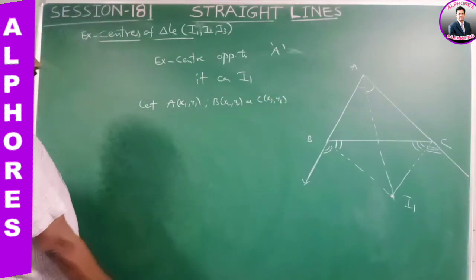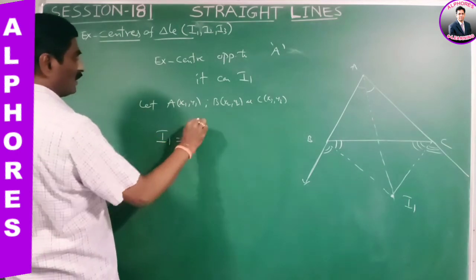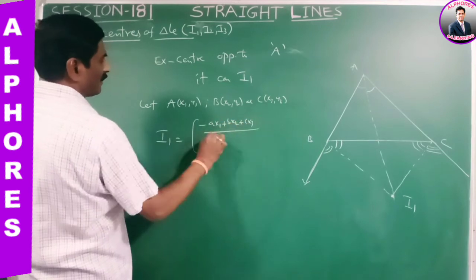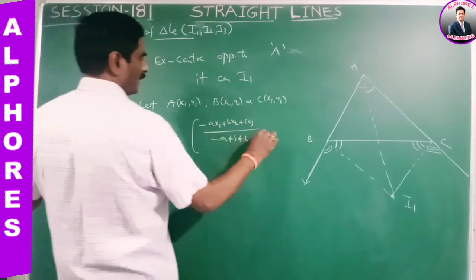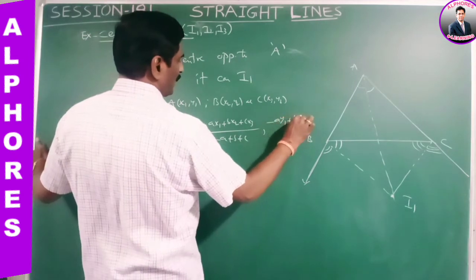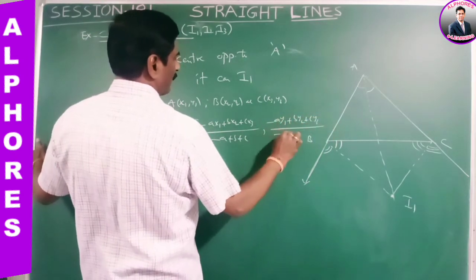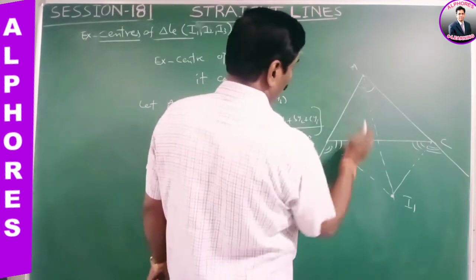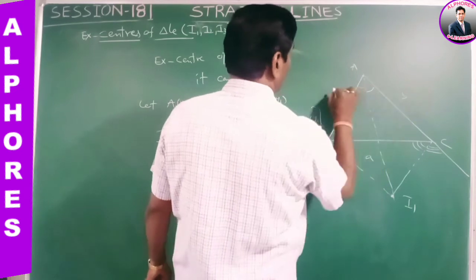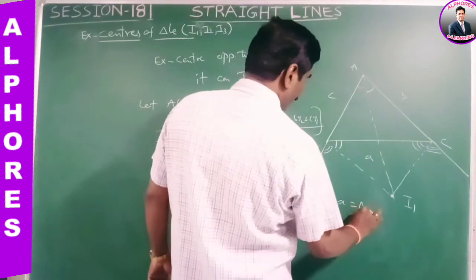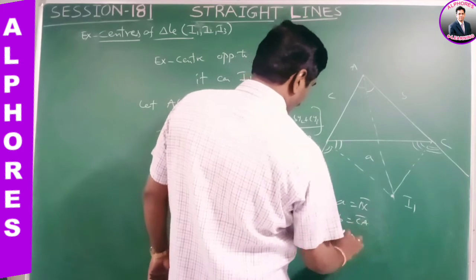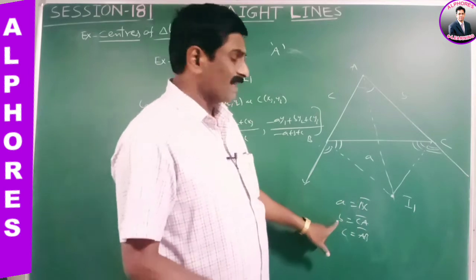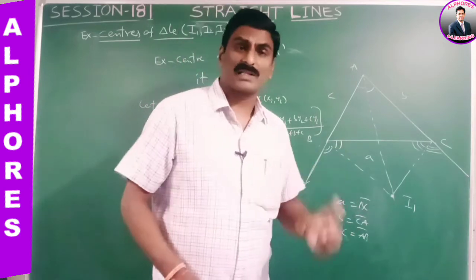Let A(x1, y1), B(x2, y2) and C(x3, y3) be the vertices of a triangle ABC. Then I1 is equal to (minus a x1 plus b x2 plus c x3) by (minus a plus b plus c), comma, (minus a y1 plus b y2 plus c y3) by (minus a plus b plus c). Here what is the value of a? Small a is the side opposite to angle A, that means a is equal to BC, b is equal to CA and c is equal to AB. Small a is the distance BC, small b is the distance CA, small c is the distance AB.